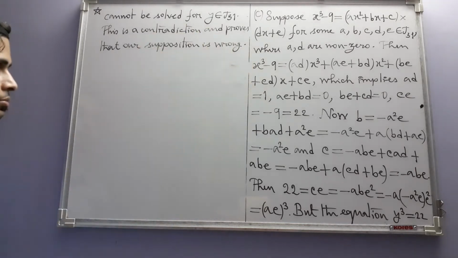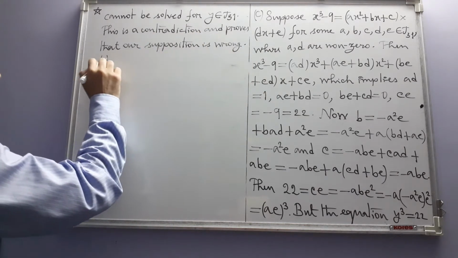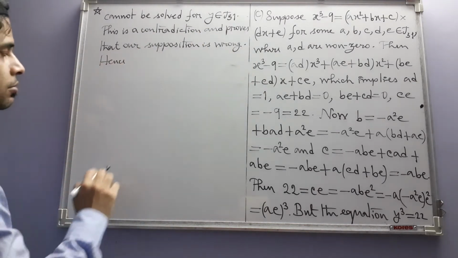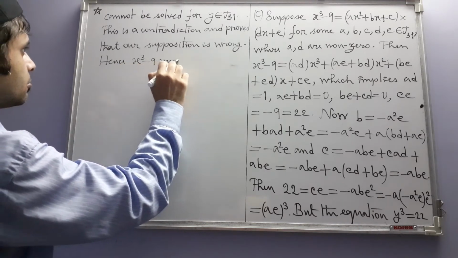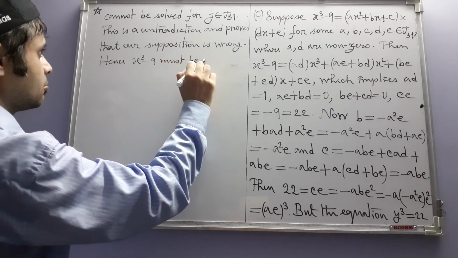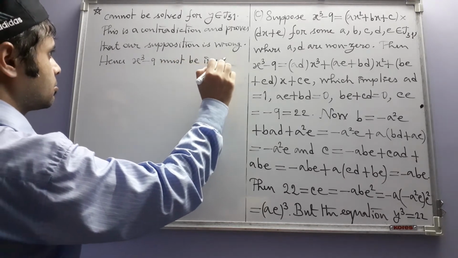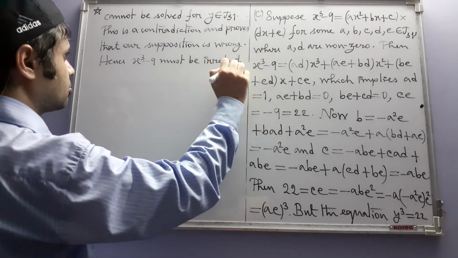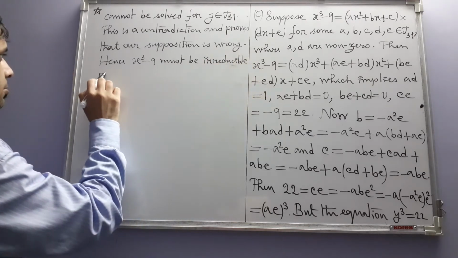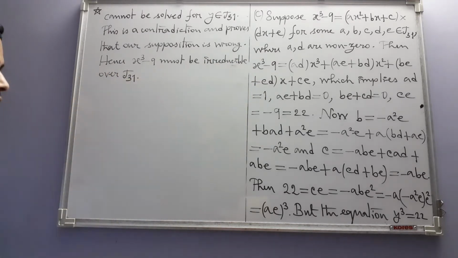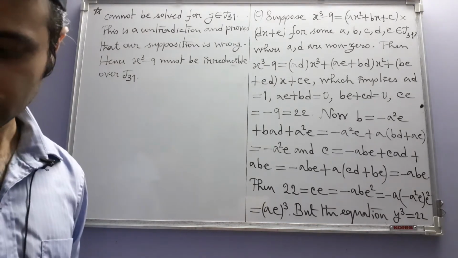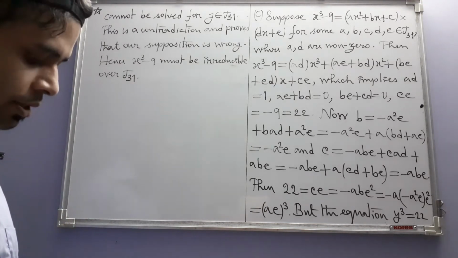Hence, x cube minus 9 must be irreducible over J31.